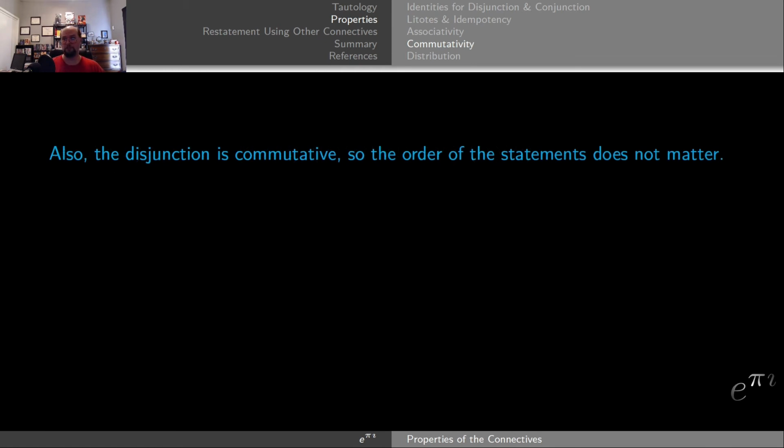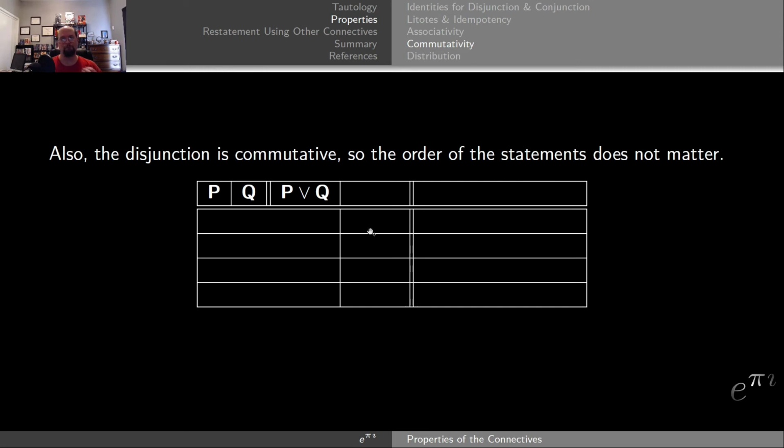Also, the disjunction is commutative, so the order of statements does not matter, so let's take a look at that. If you have two statements, P and Q, and you look at the disjunction, remember the disjunction is only false when both are false simultaneously. Thus, if you have double true, that yields true. True false yields true. False true yields true. And double false is the only case that you yield false.